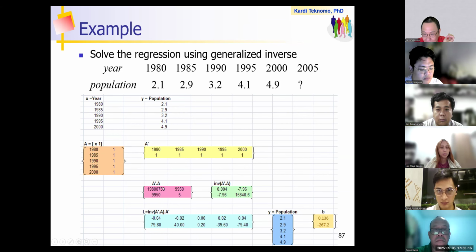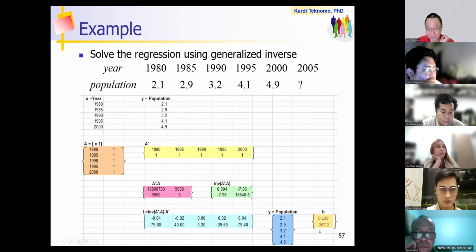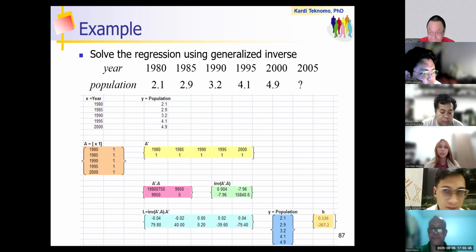And then you inverse this one. This is the inverse, right? Then multiply this inverse with A transpose. Then you get L. Then multiply this with Y, and you will get B. Get the result. Okay, let's practice together. Is that okay? In Excel.